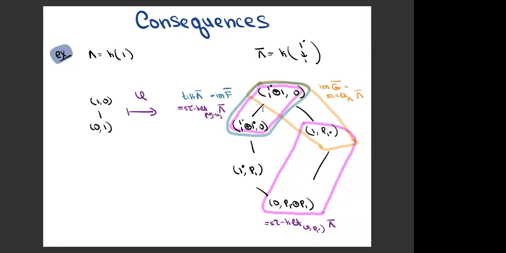This means this is the S tau tilt lambda cross S tau tilt lambda embedded inside the S tau tilt lambda bar, and I don't get everything. For example, this one is not in my image.